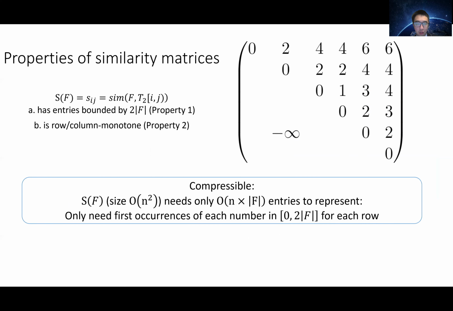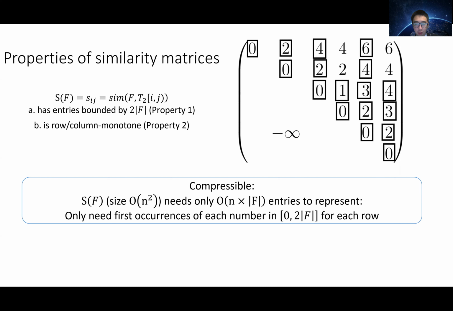There are two really good consequences of this property. The first consequence is that the similarity matrices are compressible. S of F of size n squared needs only O(n times the size of F) entries to represent. What are the entries needed? We only need the first occurrences of each number between 0 and 2 times the size of F for each row. Since there are n rows in total and O(size of F) numbers, there are only O(n times the size of F) entries needed. And in the top right corner, I have highlighted the entries needed to represent this matrix.